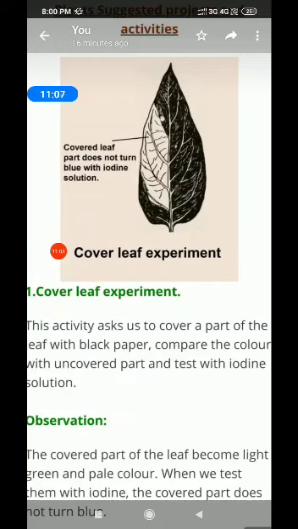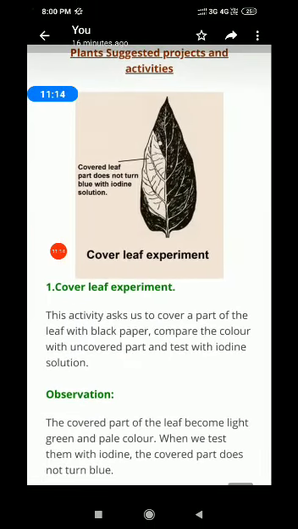Next, the external learning activities and projects given. The first activity, cover leaf experiment. Okay. This activity asks us to cover a part of the leaf with black paper. Compare the color with the uncovered part and test with iodine solution.